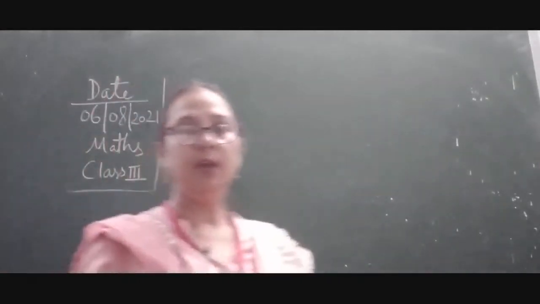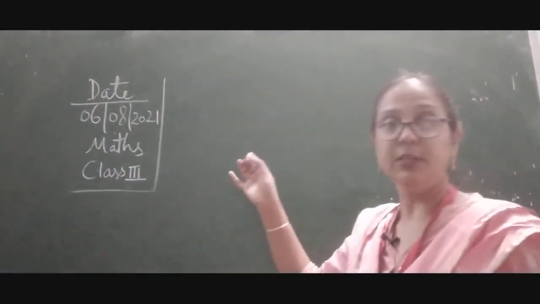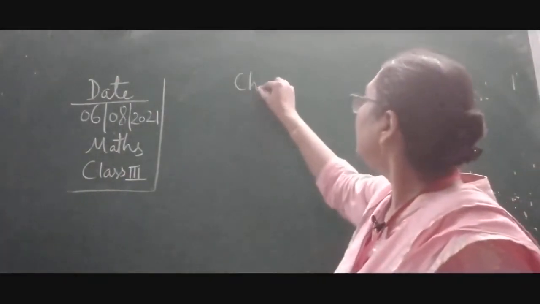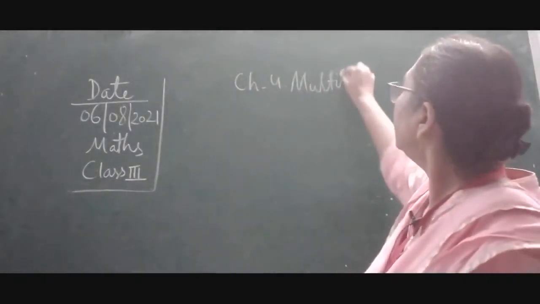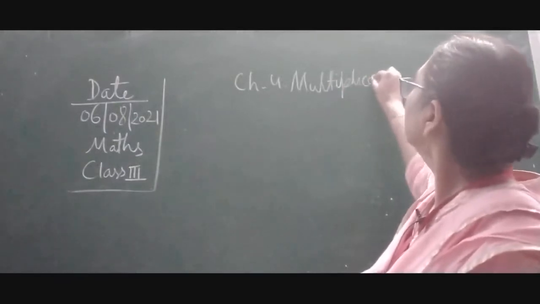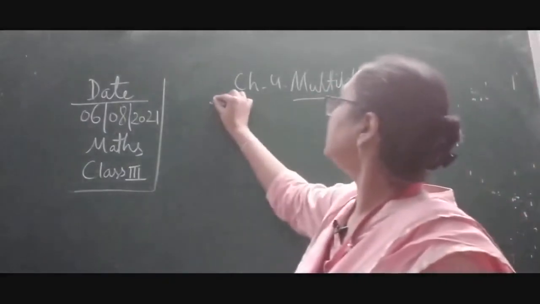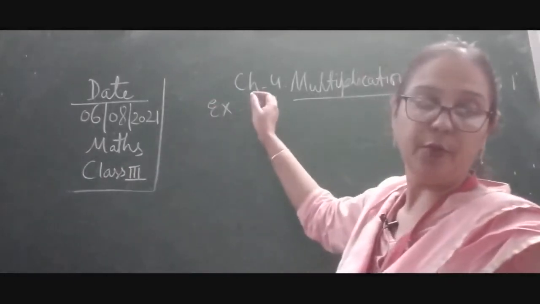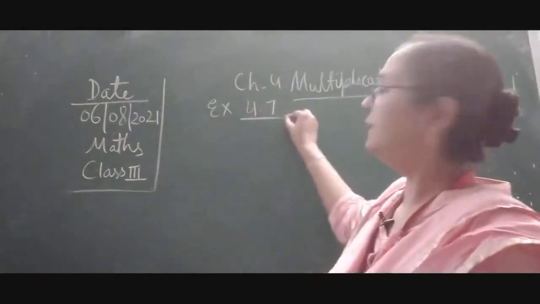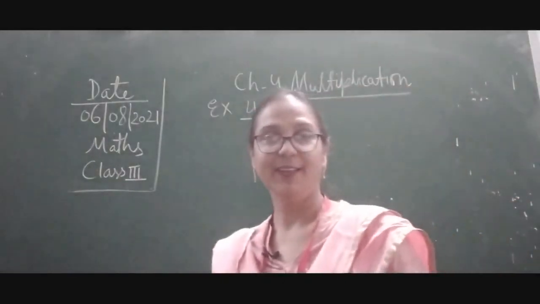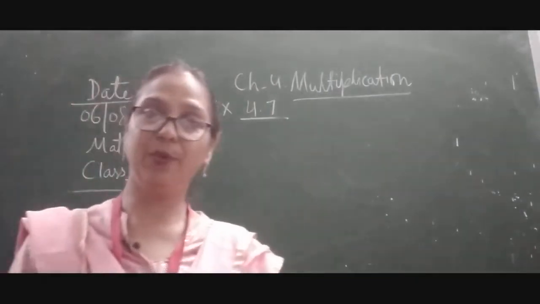So today we are going to start our exercise number 4.7 and we are learning chapter 4, multiplication. Okay, multiplication, and this is exercise number 4.7 children. We are going to do 4.7 children. So children, let's start doing our exercise.